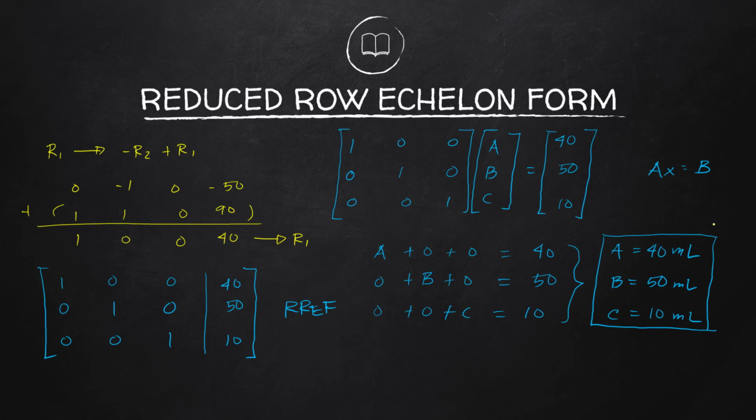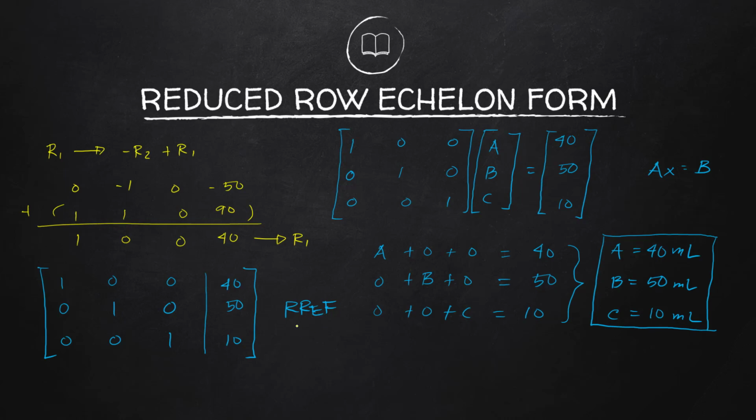Now, let's check if we have met the conditions. The first condition is that the sum of these three solutions should be 100 ml. 40 plus 50 is 90, plus 10 is 100 ml. And there's also another condition, that solution A should be 4 times as much as solution C. And that is met. So we have already solved for the solution of the system of linear equations.